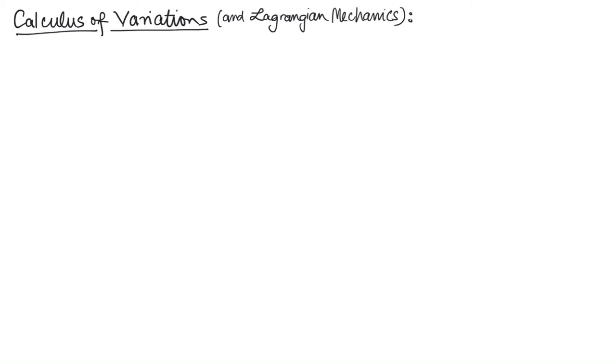Hello again, physics friends. We are back and talking today about the calculus of variations and its role in Lagrangian mechanics. What we're going to see is that the calculus of variations is a mathematical tool or set of mathematical tools that allows us to learn about a new formulation of mechanics. Instead of Newton's second law, we can use something called Lagrangian mechanics.